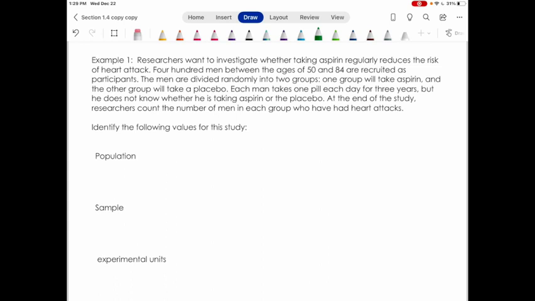So the population, remember, when we identify the population, we're looking to see where the focus is on the study. What are the individuals that we're trying to gather information from? And in this case, specifically, we're looking at men between the ages of 50 and 84. So I'm going to put that down for the population.